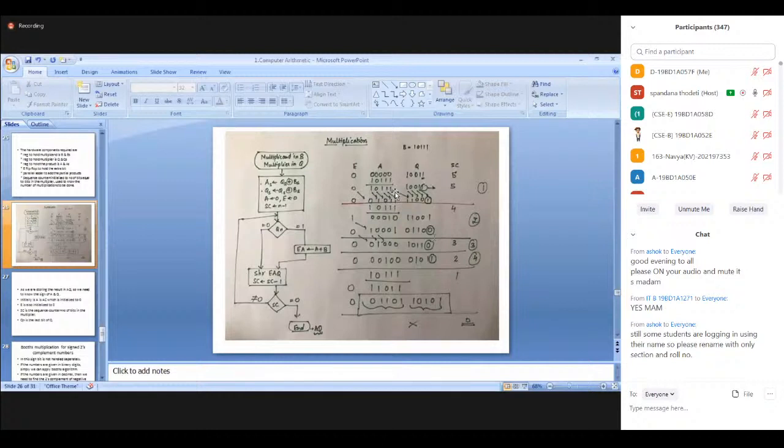10311. Next, what you have to do? Shift right on EAQ. What is your E? 0. This is your updated E value. The updated A is 10311. Previously it was all zeros, and Q is 10011. Perform the shift right operation. What is the shift right operation? 1 bit is to be moved towards the right side.